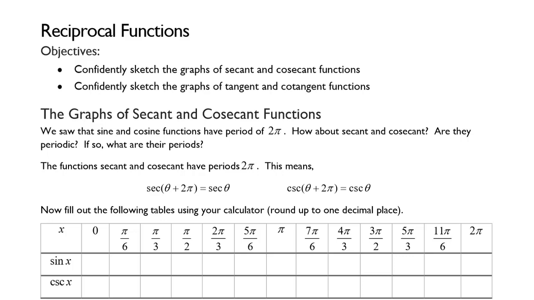They have a period of 2 pi. But what about the secant and cosecant? Are these periodic? They should be, but how? The functions secant and cosecant have periods 2 pi, just like sine and cosine. This means, again, similarly to sine and cosine, that secant of an angle plus 2 pi is equal to secant. And cosecant of theta plus 2 pi is equal to cosecant of theta.